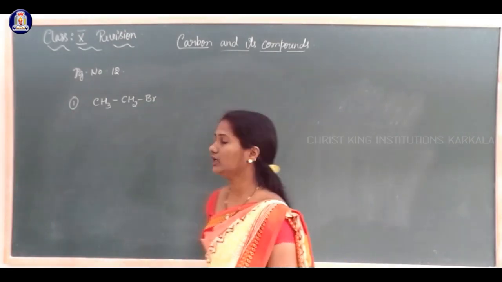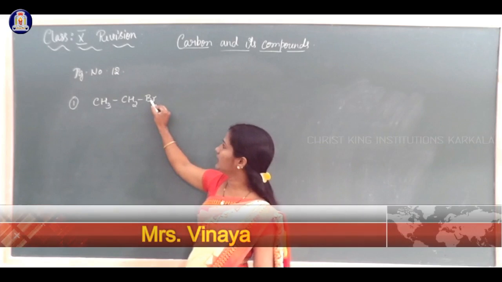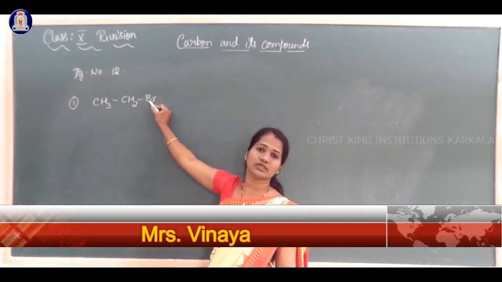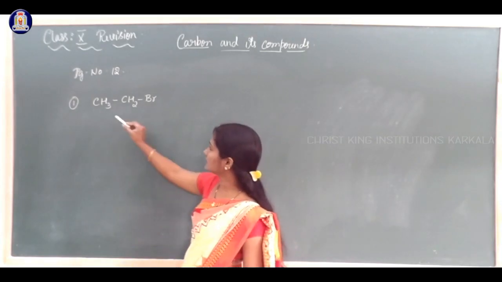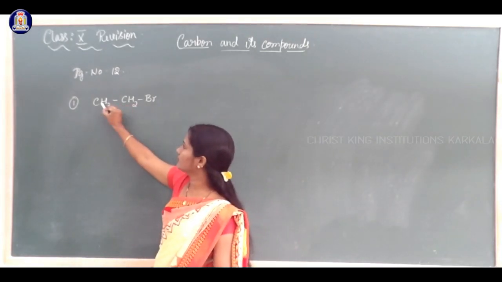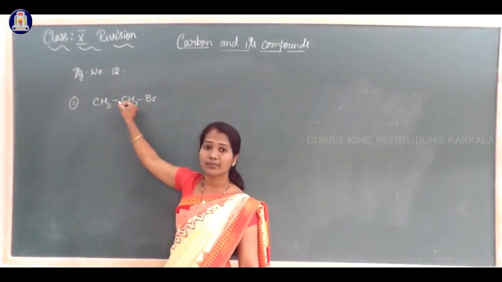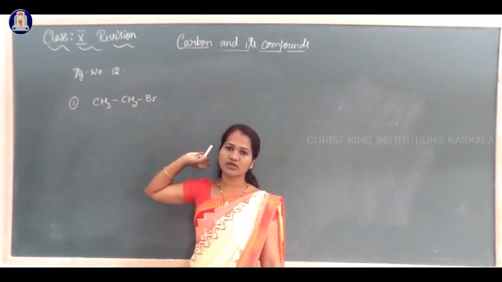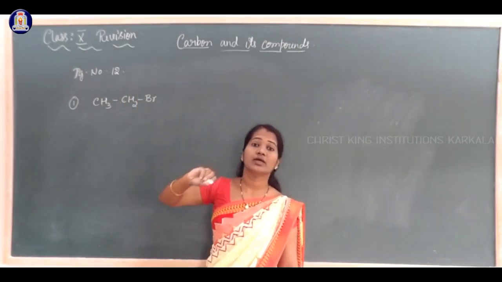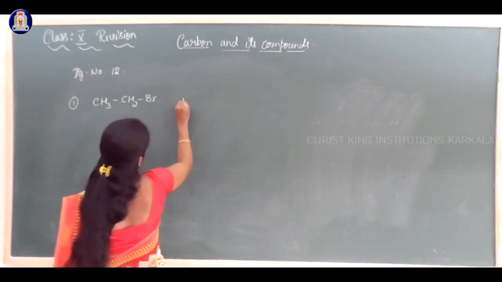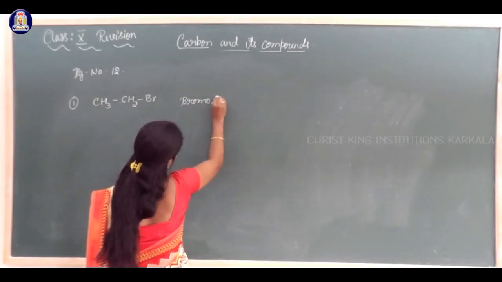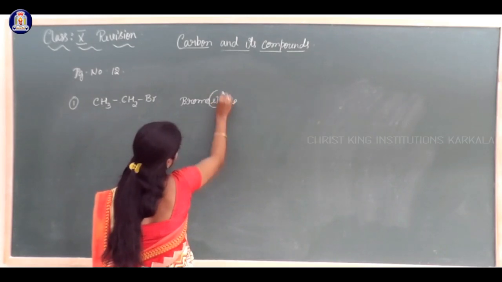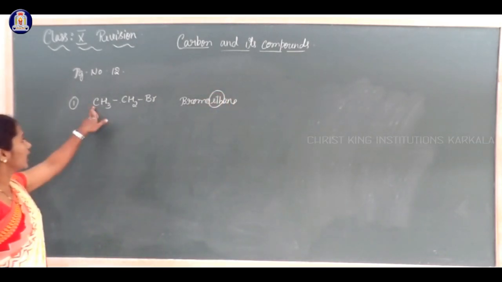What name can you give? So you can see here Br is there. Br in the sense, what is that? Bromine as the functional group. How many carbons are there? 2 carbon atoms are here. If 2 carbons and 1 bromine as the functional group, we name it as bromoethane. Its name is bromoethane. Eth represents 2 carbon atoms.